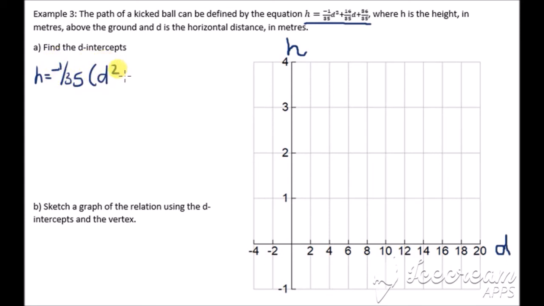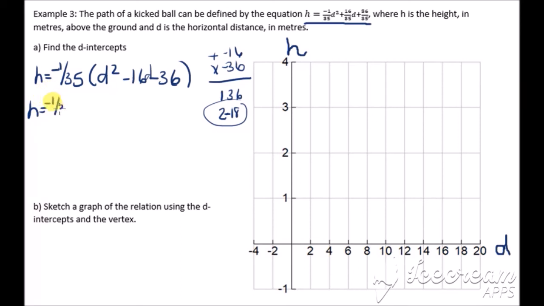So then we're left with d squared. Then we're going to go 16 over 35 divided by negative 1 over 35, and we just get negative 16. Okay, and then likewise with the 36 over 35, we're going to get negative 36. Now, what two numbers multiply to negative 36 and add to negative 16? Okay, so we'll go 2 and 18. That's it. Since the 16 is negative, we're going to put the negative on the 18. So then there's our factors.